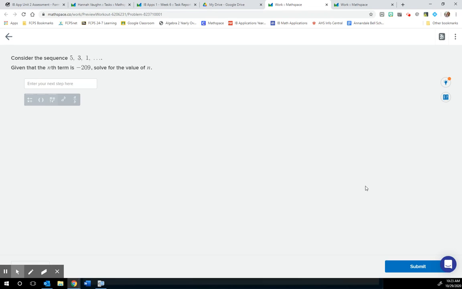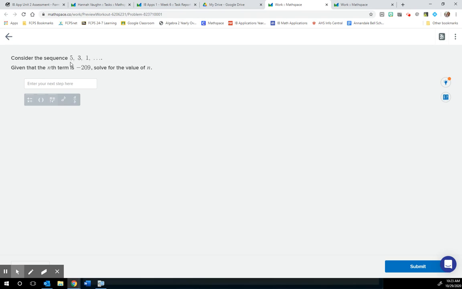Week 6, problem number 2. They give us this sequence. I have 5, 3, 1, and then it continues on. Given that the nth term is negative 209, we're solving for the value of n. So first I want to figure out, is this sequence arithmetic or geometric?